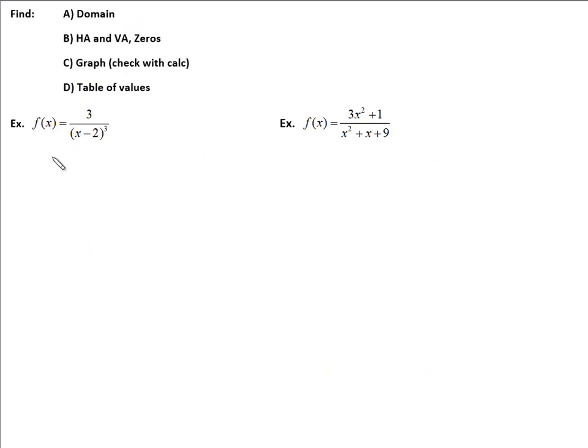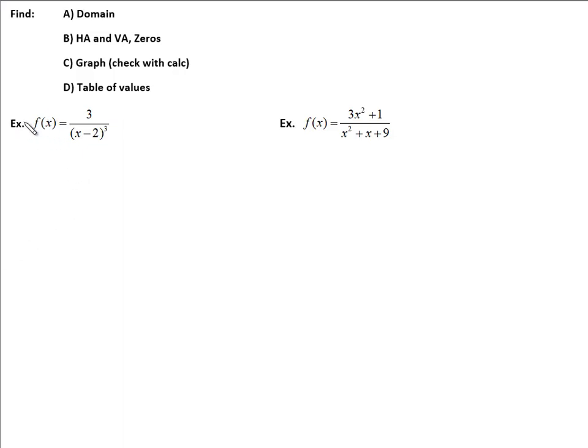All right, lots of notes today. We got 2 more examples. I think this is it. So we're asked to find the domain, horizontal and vertical asymptotes, the zeros, graph and check it with our calculator, and find a table of values. And we can do that with the calculator or just plug in some x's and y's.